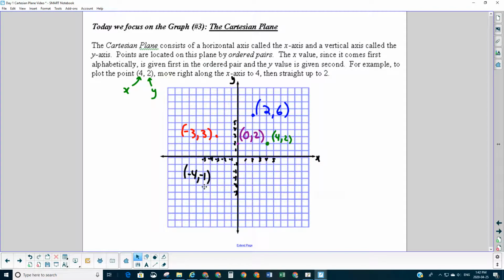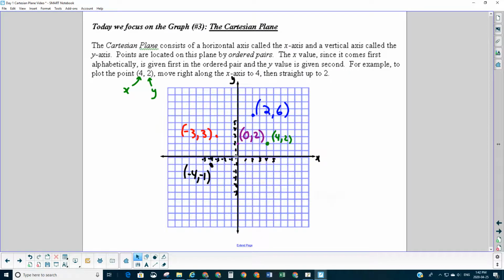I think there's another point someplace around here. Oh, negative 4, 1. All right, so in this case, we're going to go negative 4 to the left and then down to negative 1 to get that coordinate right there. Okay, so you can imagine where all these coordinates are, so we can even get into a positive and negative and get down into quadrants here.